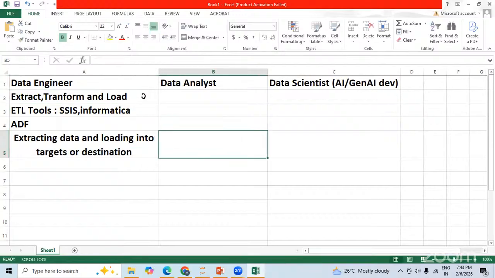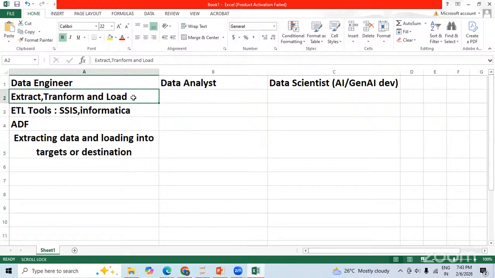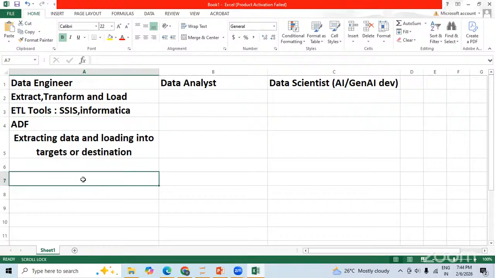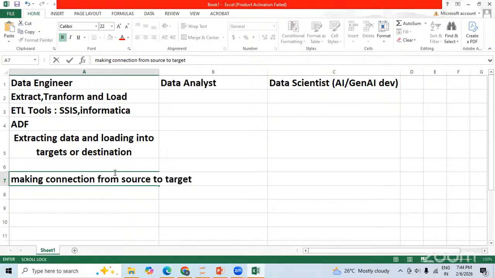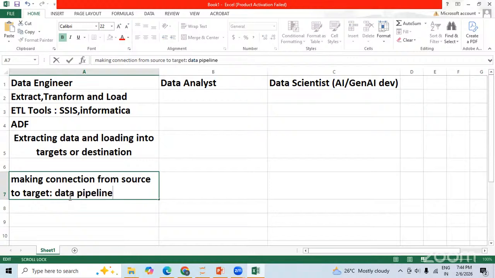Suppose you have a huge data set, say billions and trillions of records. In that scenario, most of the time you have heard the one word, data pipeline. What exactly is a data pipeline? A data pipeline is simply making a connection from the source to your target or destination. So if someone asks what a data pipeline is, it is simply making the connection between source and target.